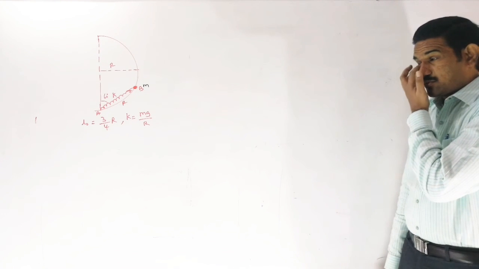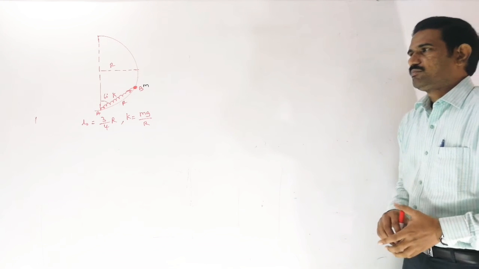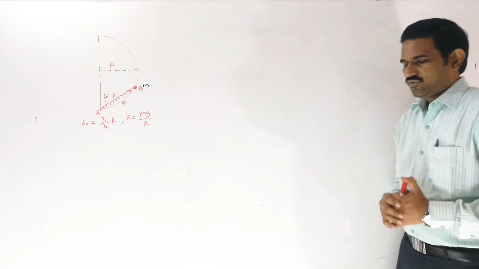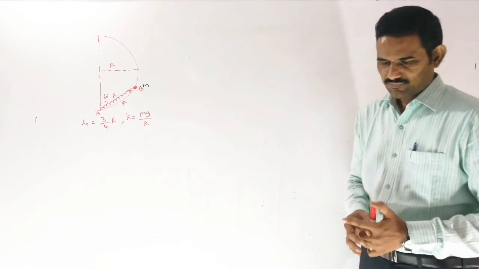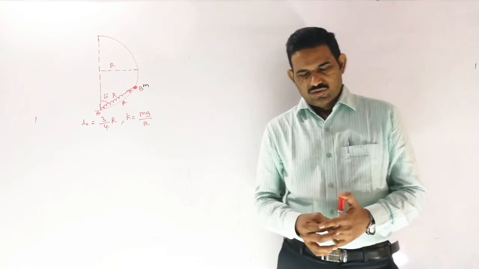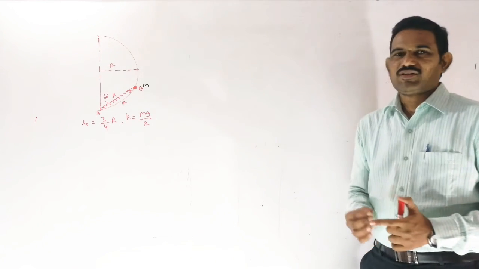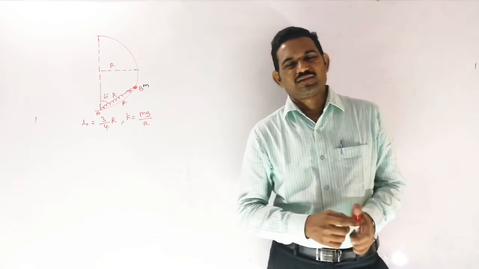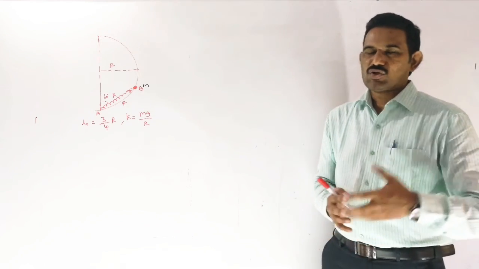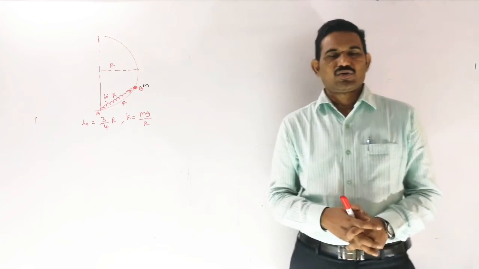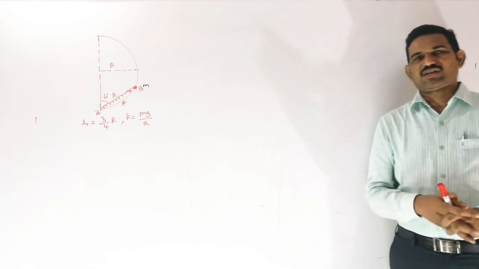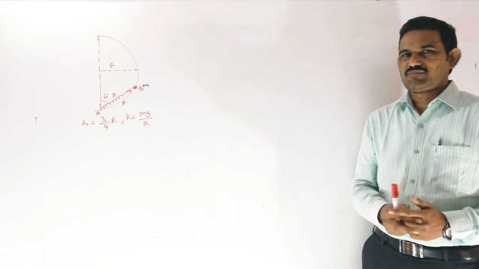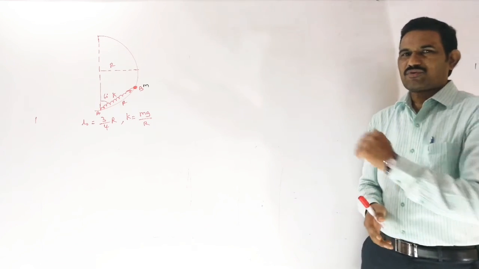If the bead is released from this position, then find the normal reaction between the bead and the circular track, and also find the tangential acceleration of the bead. So it is similar to that of our previous problem only.